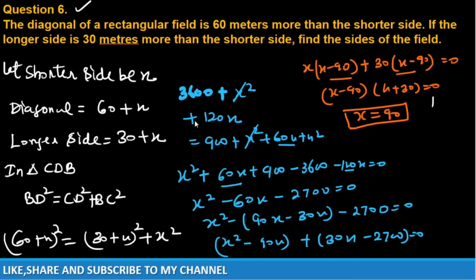So you know the shorter side, x is equal to 30. What you can say, x is equal to 30. Diagonal will become 90, and longer side will become 60. I hope all of you understood this thing. Oh, sorry to say, this is 90 plus 60, 150, and 60 plus 90 plus 30 becomes 120. Okay, so diagonal is 150 and longer side is 120.